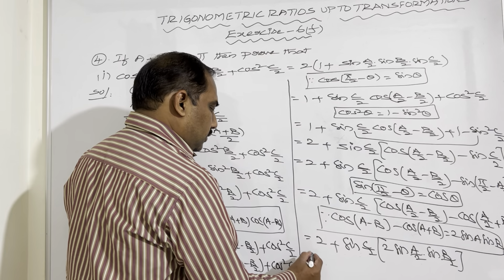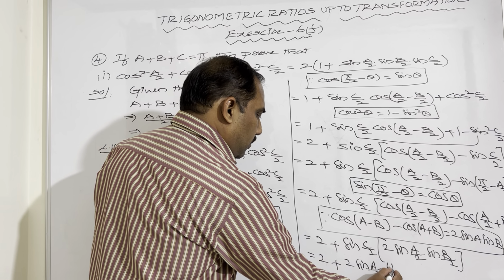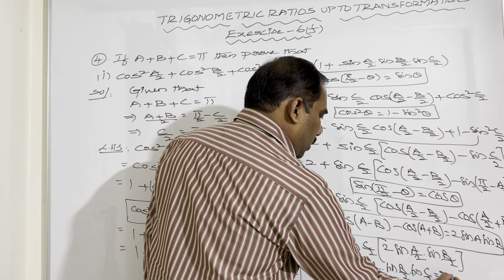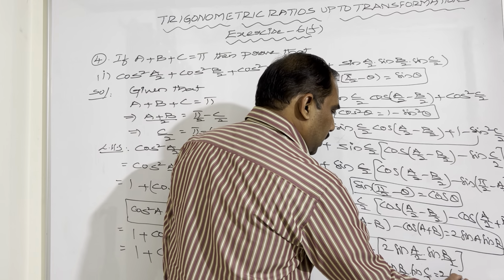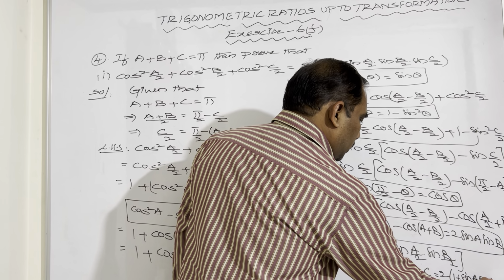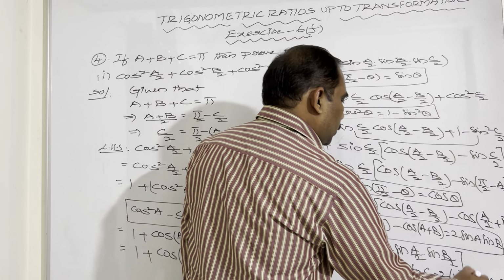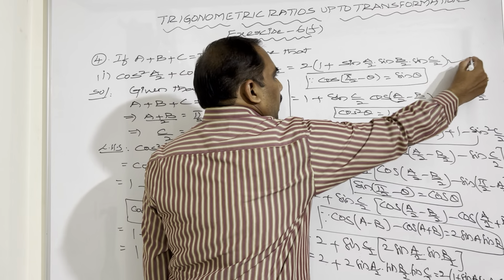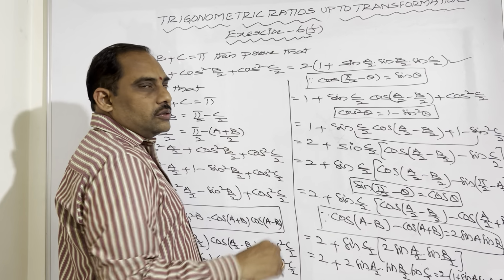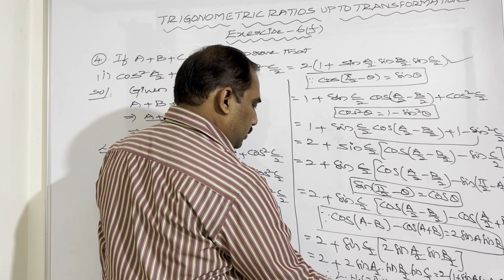Further, this is equal to 2 plus 2 sin a by 2 into sin b by 2 into sin c by 2. If you take 2 common, we can write it as 2 into 1 plus sin a by 2 into sin b by 2 into sin c by 2, which is what we had to prove, the right hand side. Therefore LHS is equal to RHS. Like this we can prove that.